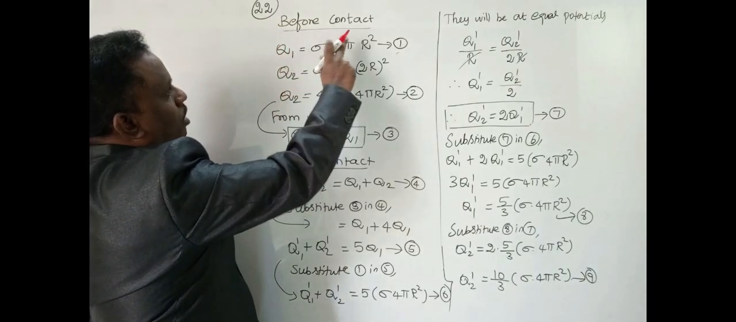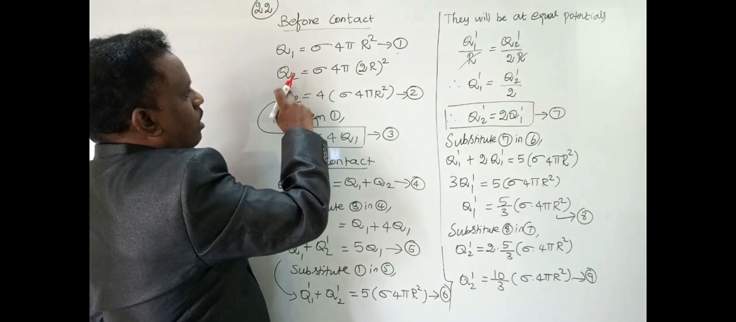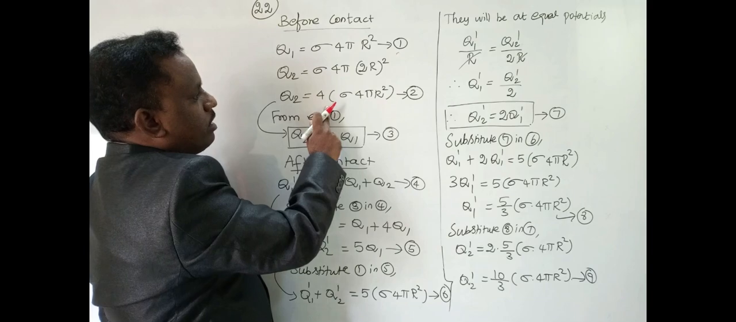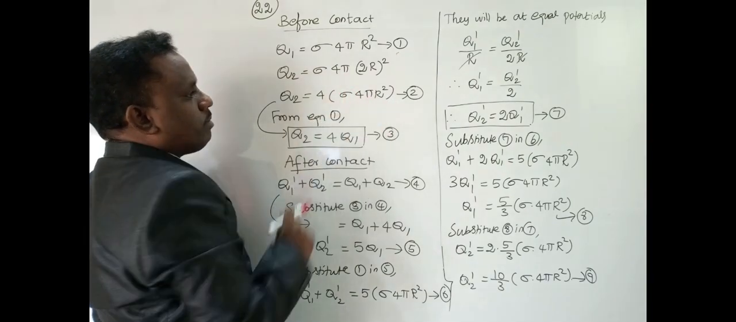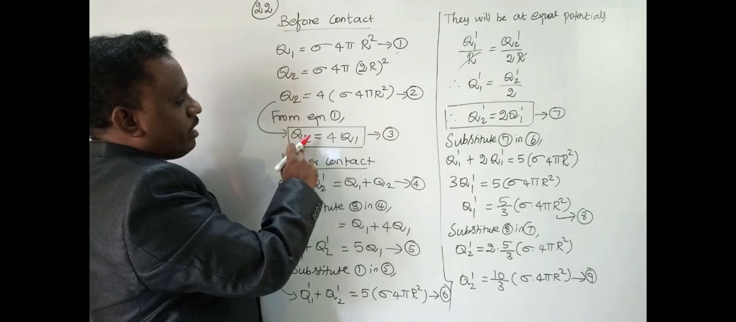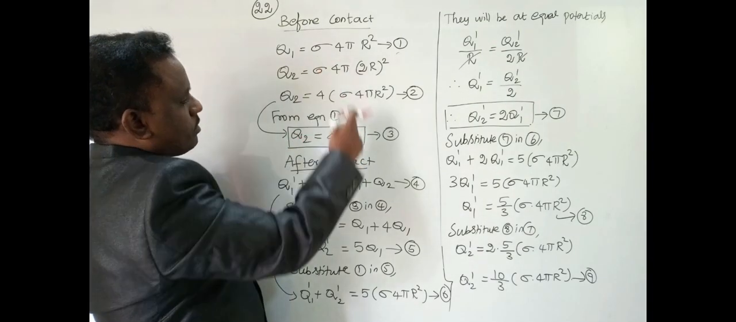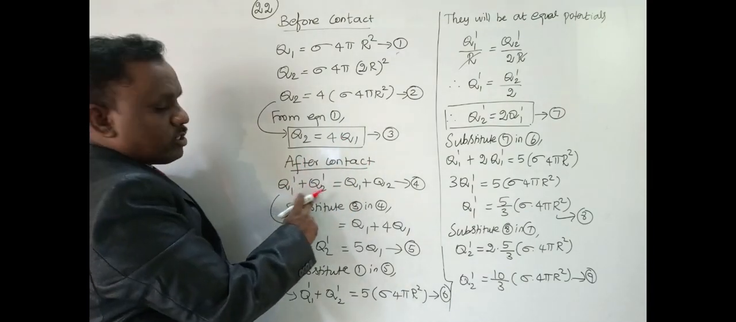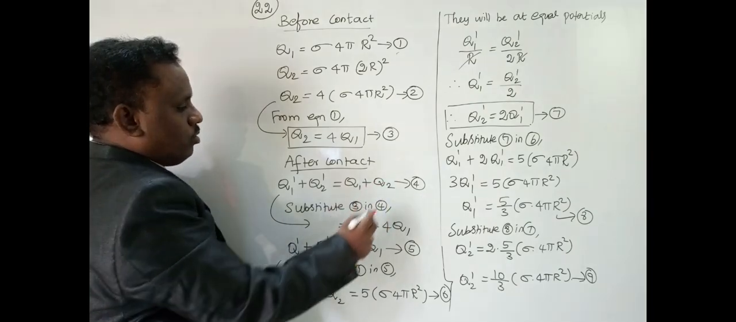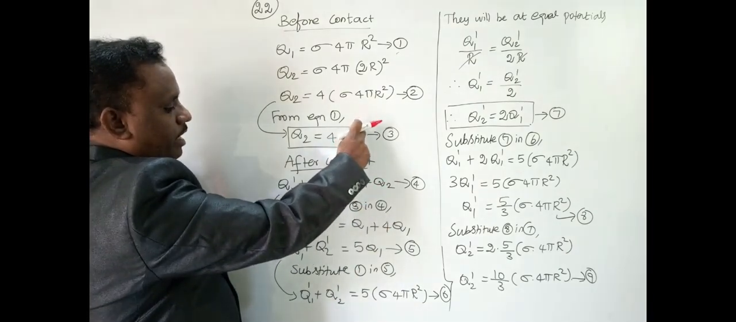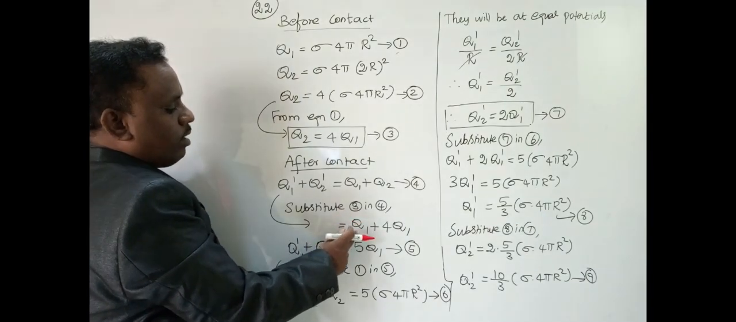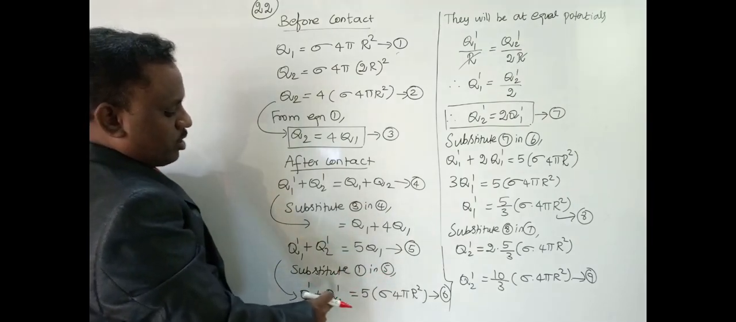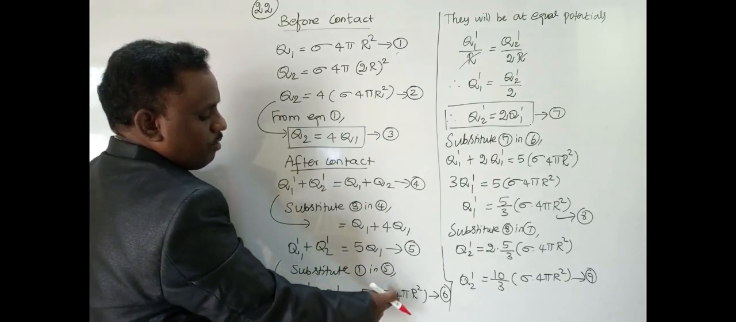Question number 22. Before contact, Q1 is equal to sigma 4 pi r square, Q2 is equal to sigma 4 pi 2r whole square. So Q2 is equal to 4 into sigma 4 pi r square. Equation number 2. From equation number 1, we will get Q2 is equal to 4Q1. Substitute this value, we will get the 4Q1. So after contact, Q1 dash plus Q2 dash is equal to Q1 plus Q2. Equation number 4. Substitute equation number 3 in equation number 4. We will get Q1 plus 4Q1, so 5Q1. Substitute equation number 1 in 5. Q1 dash plus Q2 dash is equal to 5 into sigma 4 pi r square.